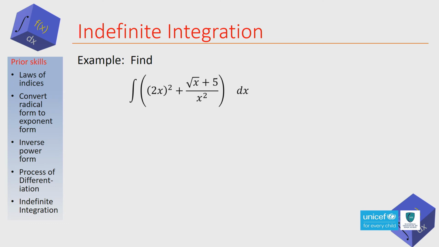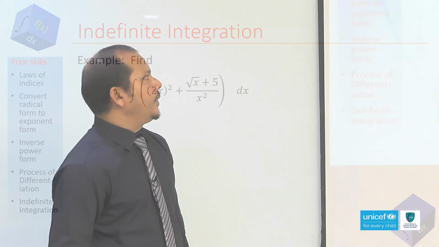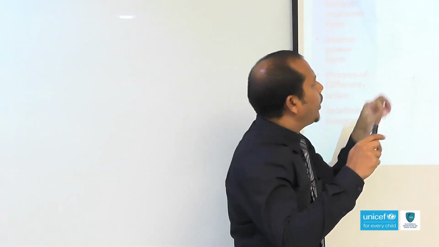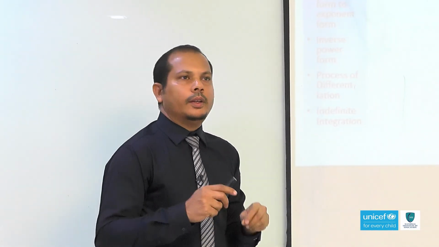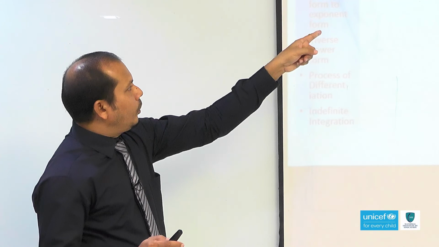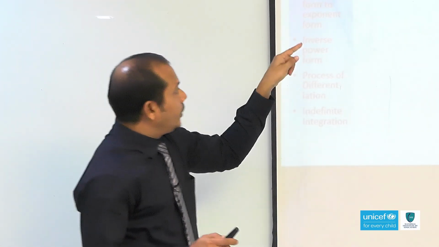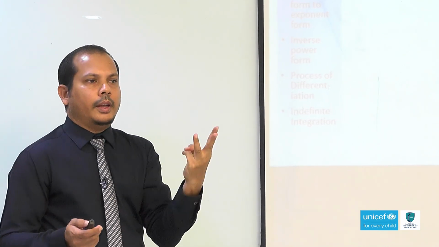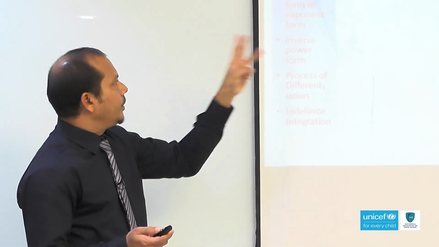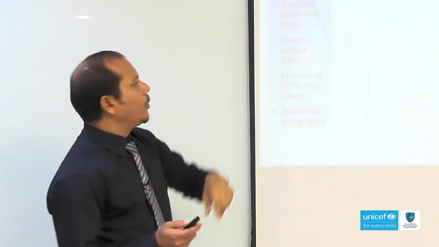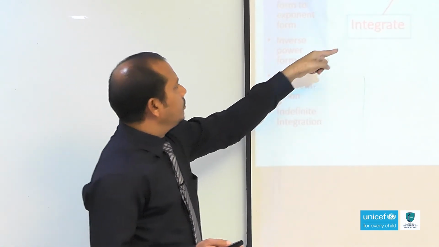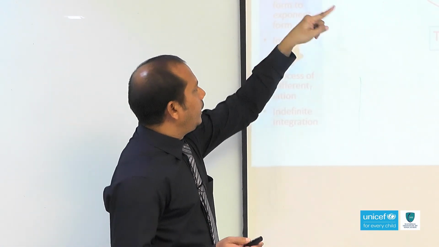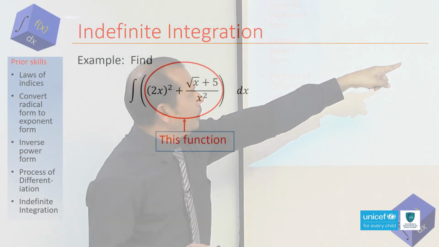So look at this function. This function is not ready for many reasons. First, this 2x whole thing squared needs to be fixed, that squared to be applied, and that root x needs to be fixed, that x squared which is in the denominator needs to be fixed. So we have three fixations. First, the 2x whole thing squared should be fixed. So what does it say? Integrate whatever expression inside with respect to x.